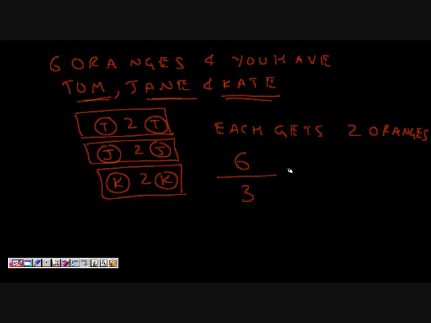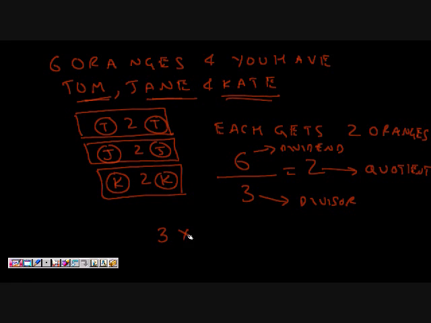So that means that 6 is the dividend, 3 is the divisor, and 2 is the quotient. Now, if you notice, whenever we divide 2 numbers, we can always write it as a form of multiplication. If you multiply the divisor and the quotient, you will get the dividend. So if you multiply the divisor, which is 3, by the quotient, you end up with the dividend. 3 multiplied by 2 is equal to 6.